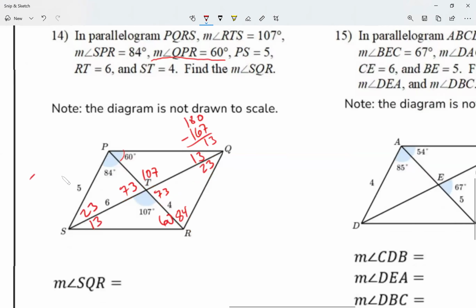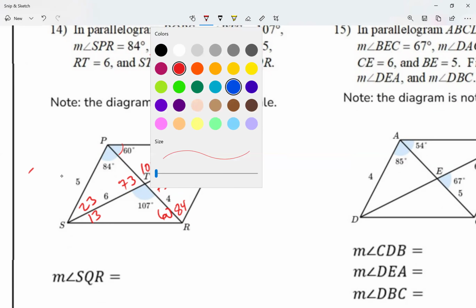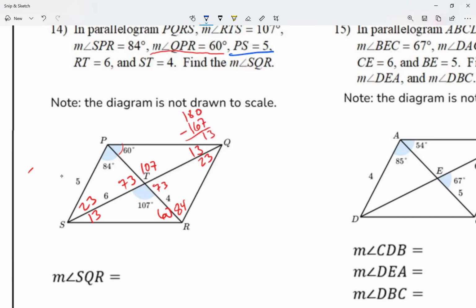And then it tells me the measurement of the side PS is 5. Oh, cool. Let me go here with blue. So for the sides, I'm going to say PS is 5. Yep, I see this side is 5. Well, because it's a parallelogram, these are the measurements outside. So I'm going to say this is 5 as well, because opposite sides have to be equal.